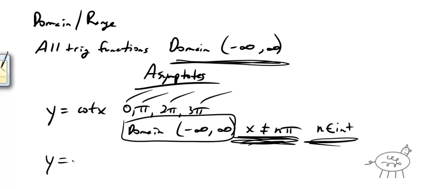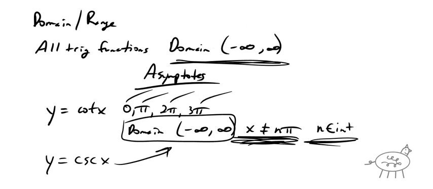Let's take a look at y equals cosecant of x. Well, that goes with sine, and sine's undefined at 0, and pi, 2 pi, and 3 pi. So guess what? Woo! Cosecant is the exact same thing. It's got the domain negative infinity, positive infinity, but it can't be equal to n pi. Okay? So that is for cotangent and cosecant.